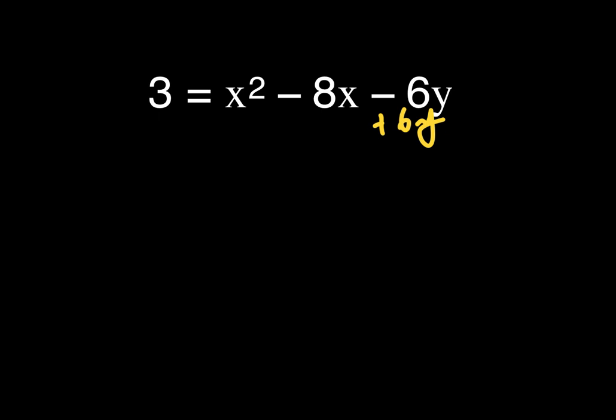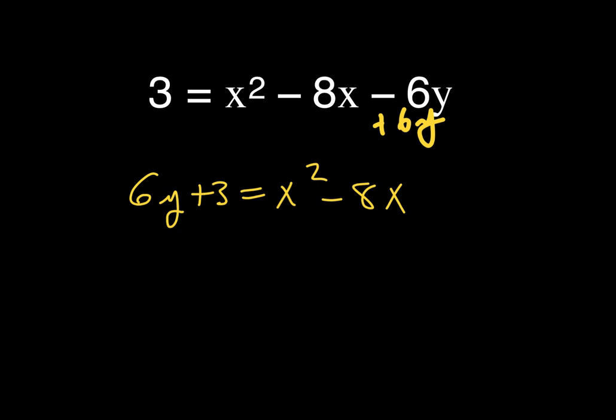So I'm going to have on the left-hand side 6y plus 3 equals x squared minus 8x. Procedurally, it was the same as what we did before. I want this coefficient to be 1, which it is. Over here we'll have 6y plus 3, and we'll deal with that later. But right now we're going to complete the square on this side.